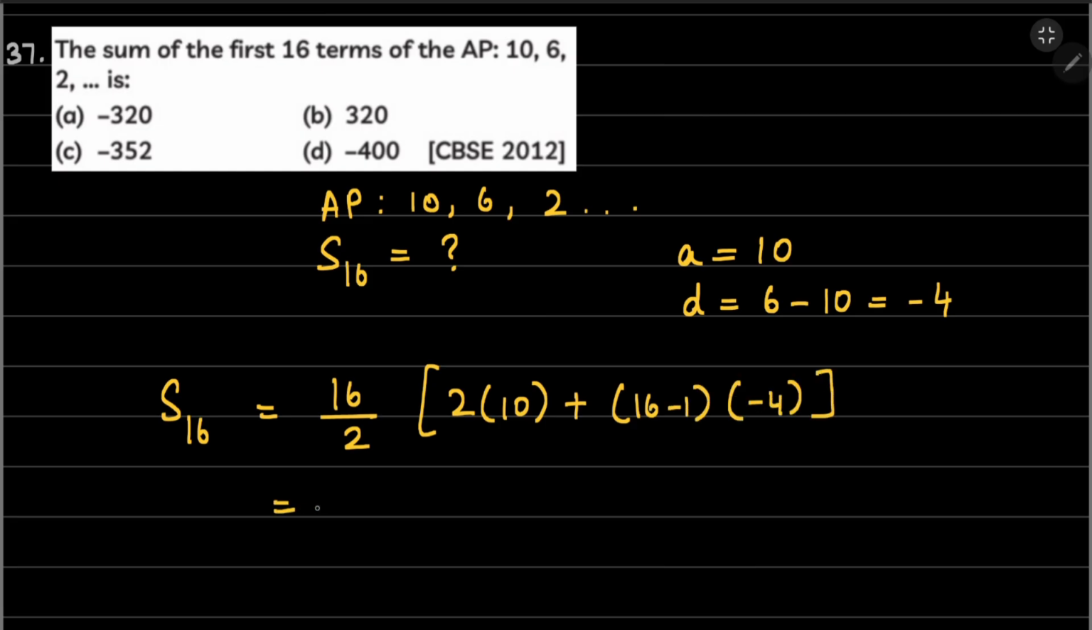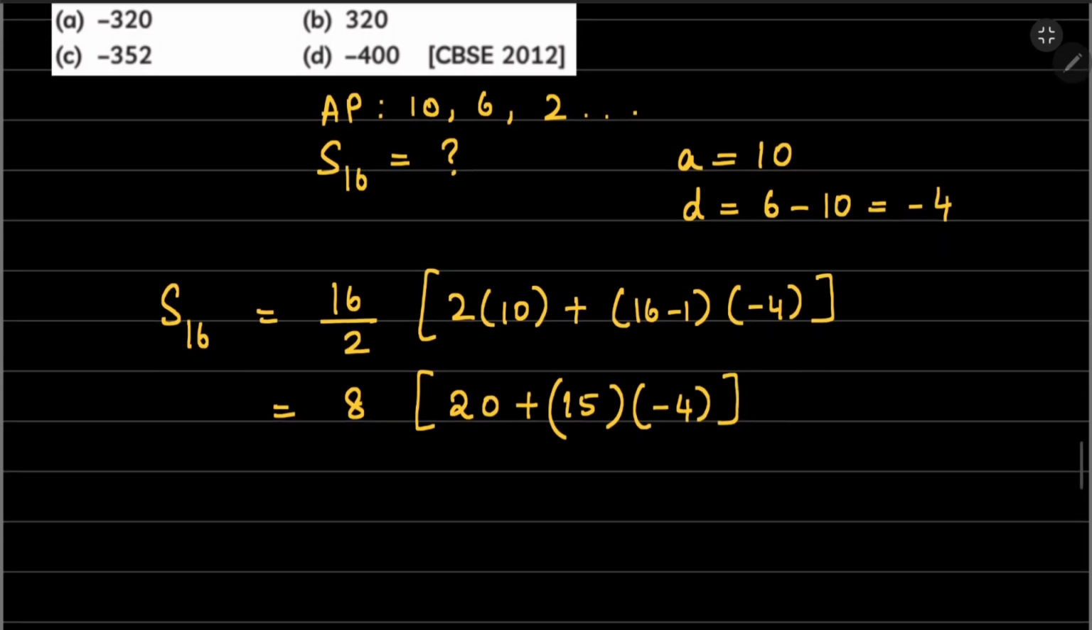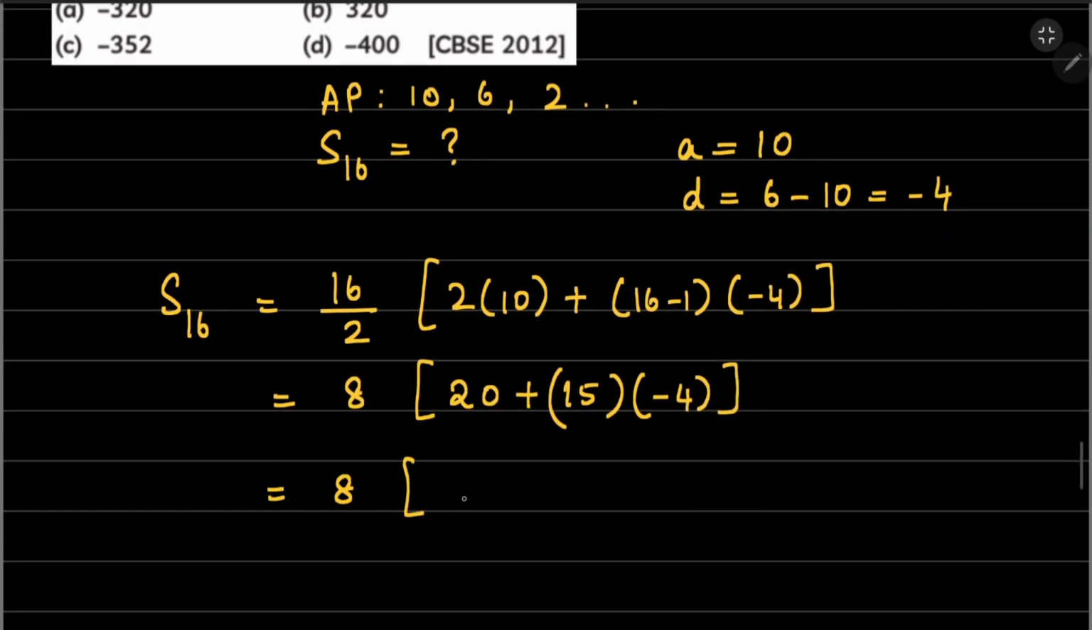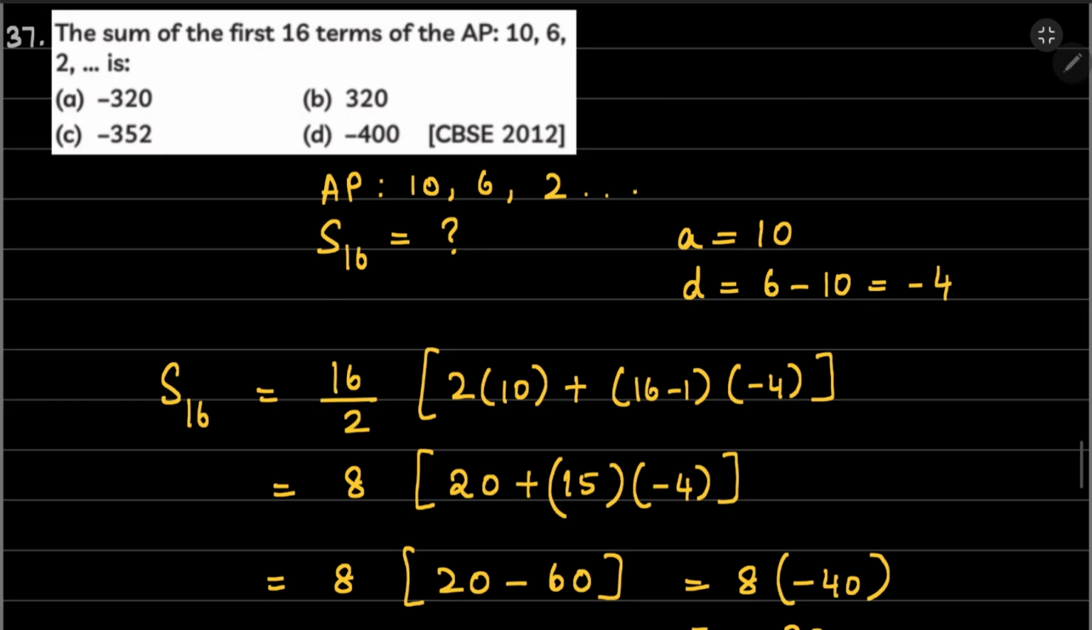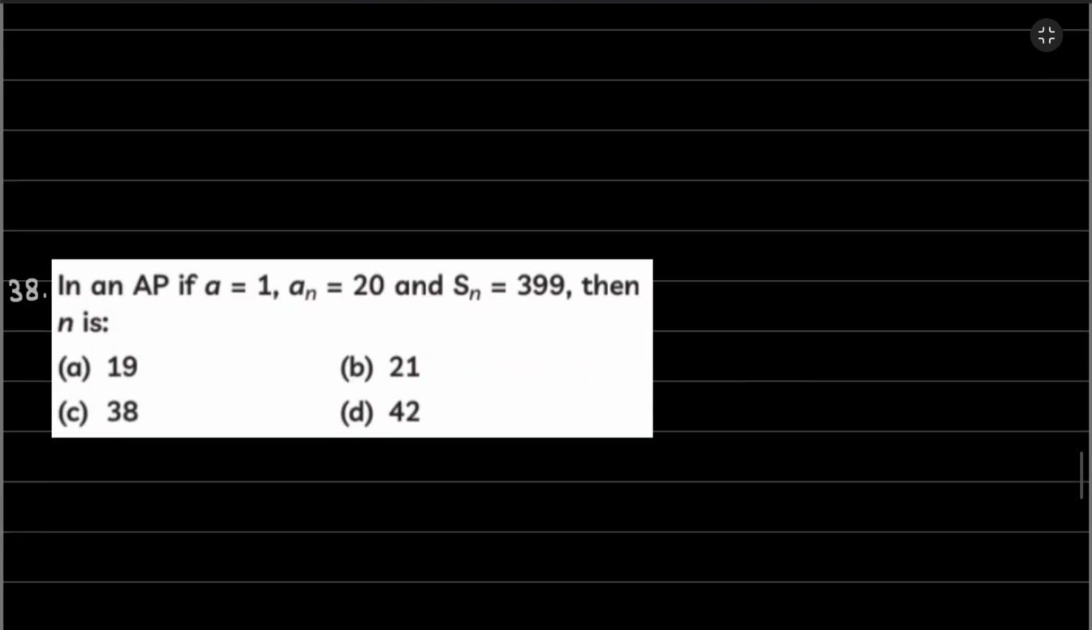Just calculate it. So it's 8 multiplied by 20 plus 15 multiplied by minus 4. So this is nothing but 8 multiplied by 20 minus 60, so 8 multiplied by minus 40. 8 4s are 32, so minus 320 is the correct answer. So the sum of the first 16 terms is minus 320, option number A. Let's move on to the next question.